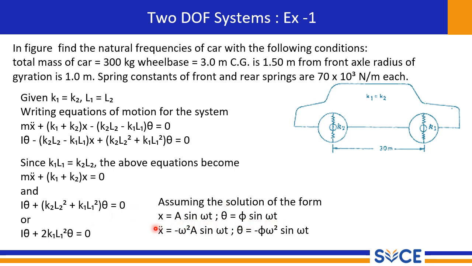You know very well that if I differentiate x with respect to time, I will get velocity. Once again, if I differentiate velocity with respect to time, I will get acceleration. Through that, I get x double dot equal to minus omega square A sin omega t. What is this A sin omega t? That is x. So I can write x double dot equal to minus omega square times x itself. Similarly, theta double dot equal to minus omega square times theta itself.